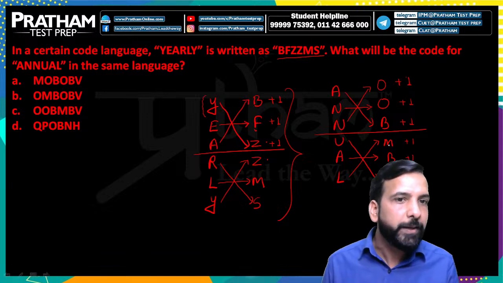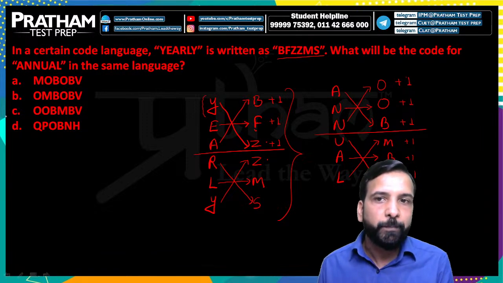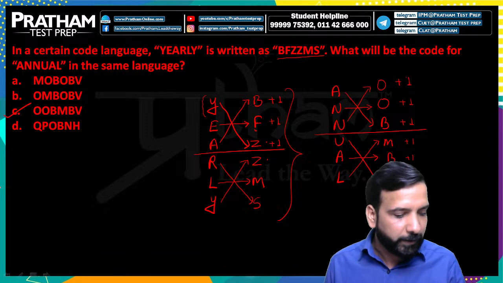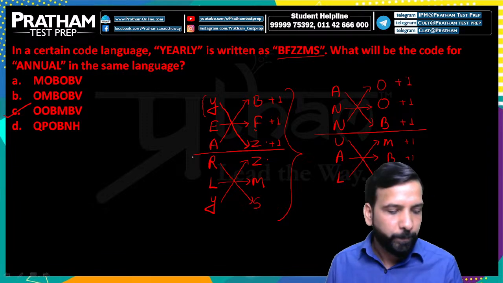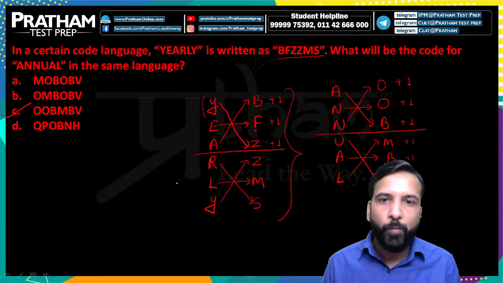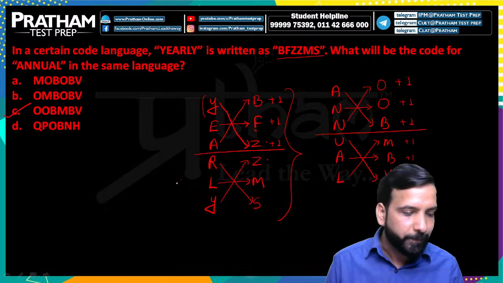O, O, B, M, B, V. So which option says this? Option C says this. So here the correct answer for the question is option C, right? I hope this is clear to everyone. Now moving to the next question. In case you have any doubt, you can ask in the chat section, right?